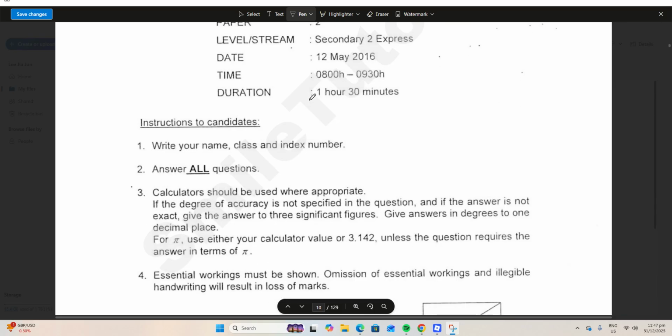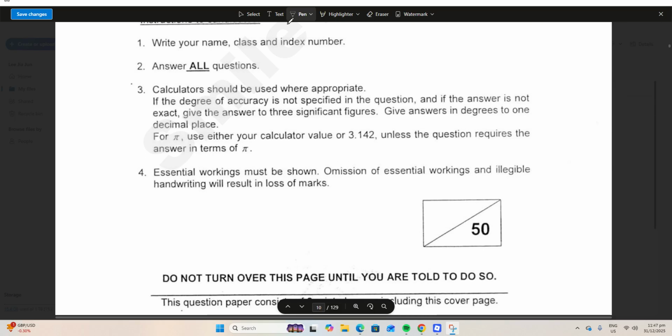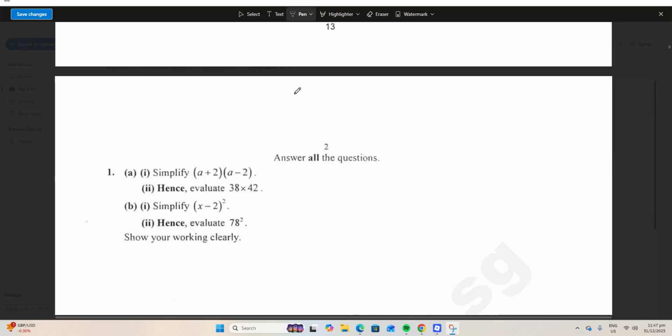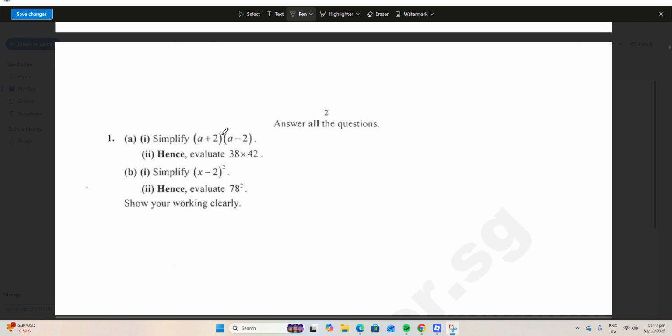We're on to paper 2. I'll try to limit my writing because it's taking too much time. Simplify all of this, hence evaluate this. Hence means you must use it. Just simplify first. I just expand. So a plus b, a minus b, in other words, this is just a squared minus 4, right? Evaluate this. Since there's a times here and I'm trying to match it here, this is also equal to times, right? So in other words, I'm trying to match it.